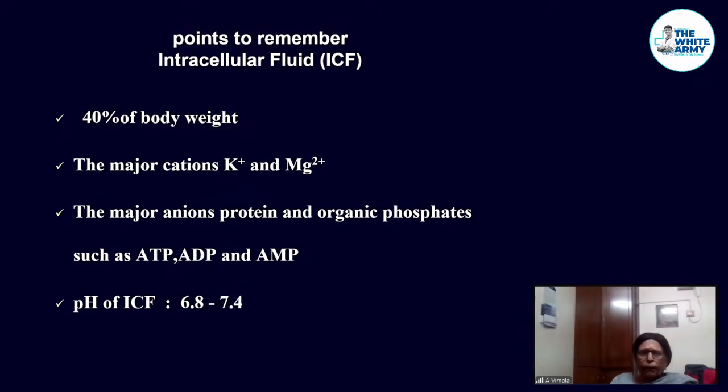So, what are the points to remember here? 40% of the body weight is in the intracellular compartment. The major cations are potassium and magnesium. The major anions are protein and organic phosphate, followed by ATP, ADP, and AMP. The pH of ICF is only slightly less than the ECF, that is 6.8 to 7.4. These are the points to remember regarding the intracellular fluid.